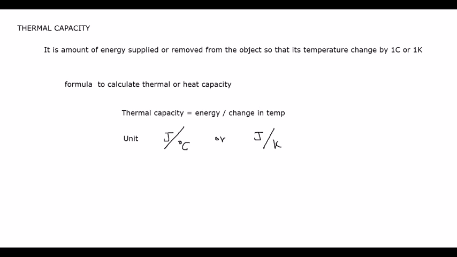For the symbolic representation of the formula, thermal capacity is denoted by capital C, energy is denoted by E, and temperature change is denoted by the Greek letter delta theta. Delta means change, and theta is the Greek letter for temperature. So C is the thermal capacity, E is the energy supplied or energy removed, and delta theta is the change in temperature.